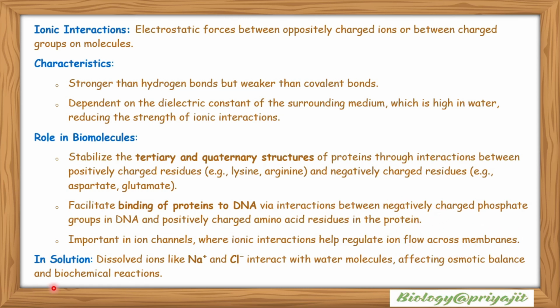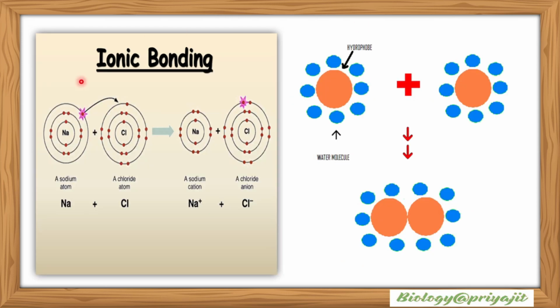In solution, dissolved ions like Na plus and Cl minus interact with water molecules, affecting osmotic balance and biochemical reactions. This is the ionic bonding.